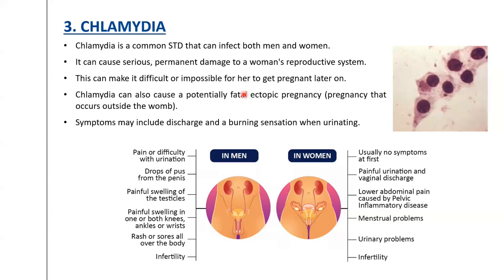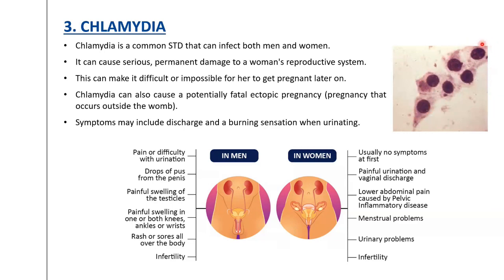Ectopic pregnancy means pregnancy at any site other than the uterus where it should be. So symptoms may include discharge and a burning sensation when urinating. This is a very typical presentation of chlamydia. This little guy, these rounded balls, are the chlamydia, and this is a picture of the bacteria under the microscope.